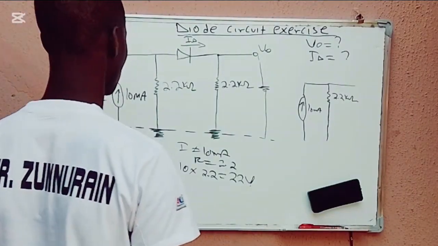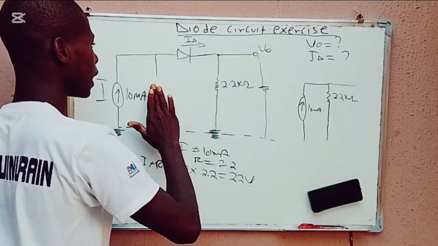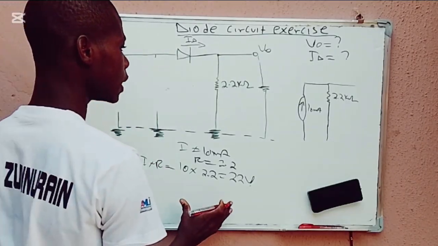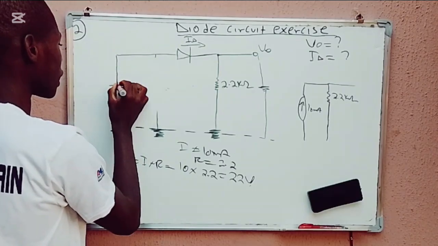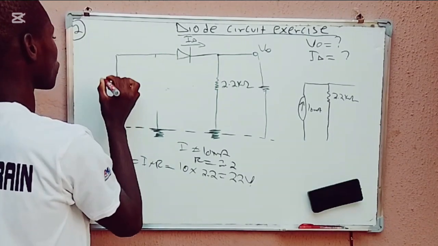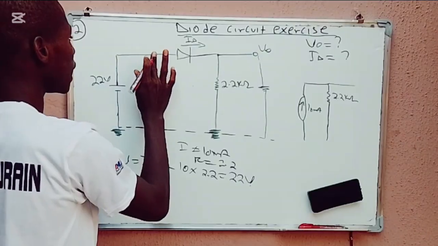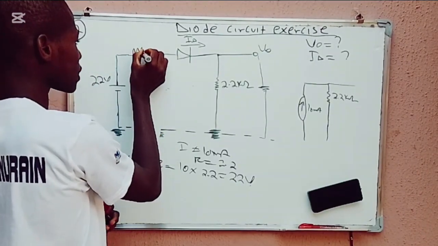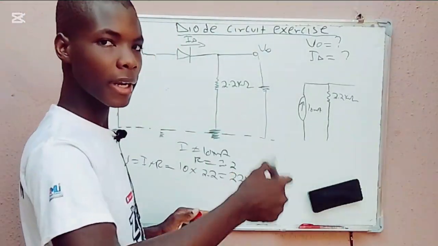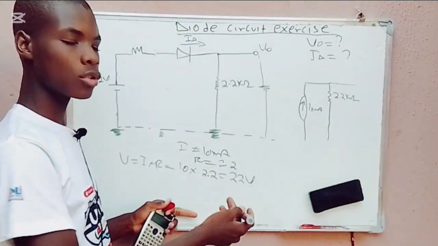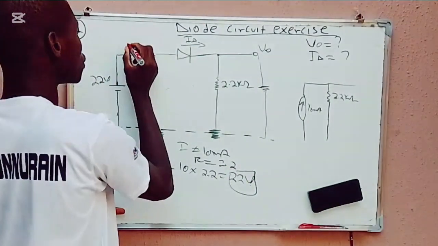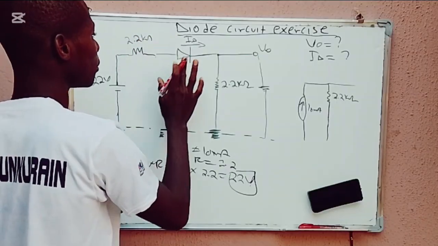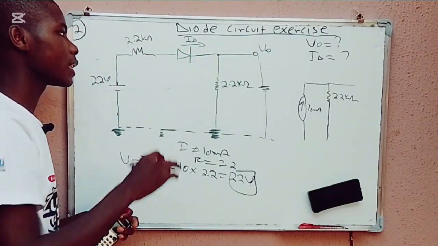As you can see, I can delete this and say I have a voltage. The voltage, is it rising or dropping? It is rising. So I'll have 22 volts, and again my resistance. I'll put the resistance that I multiplied by 10 to get this 22 volts. So the resistance should now be 2.2 kilo ohm.